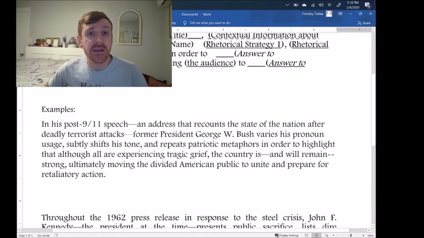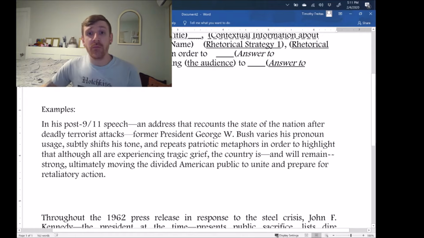So it says, in his post 9/11 speech, an address that recounts the state of the nation after deadly terrorist attacks, former President George W. Bush varies his pronoun usage. Notice I did not actually use the word use. I turned use into a rhetorical device of pronoun usage. But anyway, George W. Bush varies his pronoun usage, subtly shifts his tone, and repeats patriotic metaphors in order to highlight that although all are experiencing tragic grief, the country is and will remain strong, ultimately moving the divided American public to unite and prepare for retaliatory action.